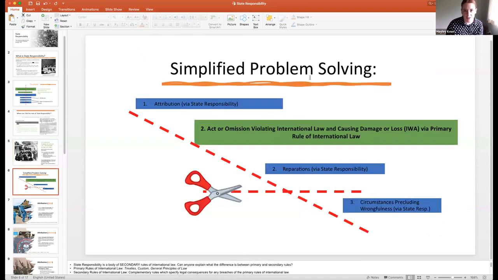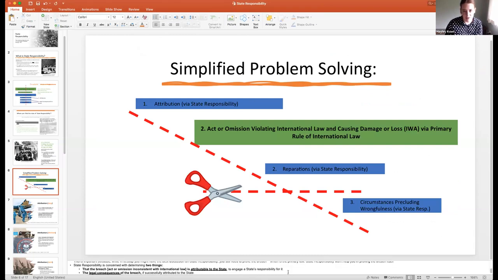I will move now to this method of simplified problem solving, which I have kind of created as a way of demonstrating the simplest way to do state responsibility. So I think we've already covered my points about different secondary and primary rules. You'll see blue, we mean state responsibility, a secondary rule. Green, we mean the primary rule. Blue again, we mean state responsibility. And down here, we're also talking about a secondary rule, state responsibility.